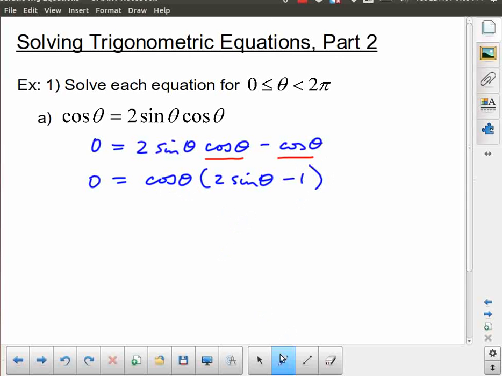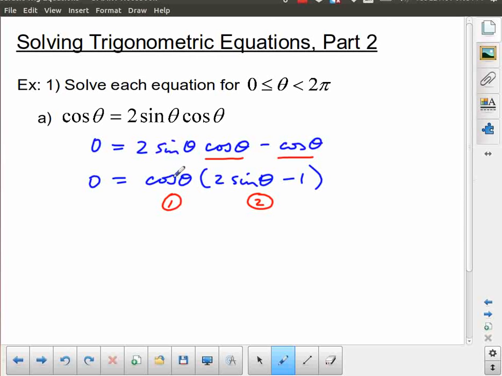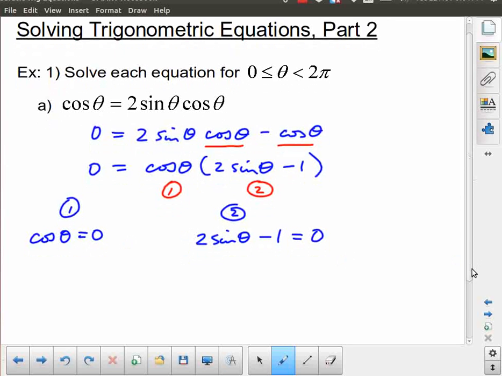My factor number 1 is in terms of cos theta. My factor number 2 is in terms of sine theta. So each of these individually only has one trigonometric ratio. So that means I should be able to proceed. Now can I proceed? I've got something times something. I'm multiplying two factors together and that's equal to 0. That means that for number 1, either cosine of theta is equal to 0, or for number 2, 2 sine theta minus 1 is equal to 0. And now I'm going to solve each of these two possibilities.